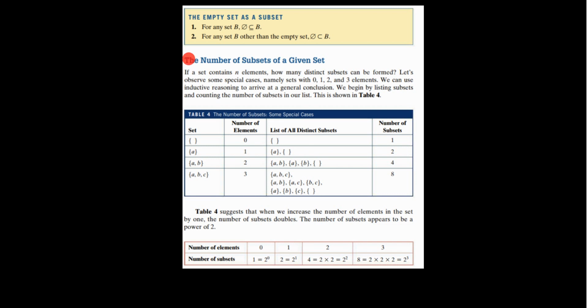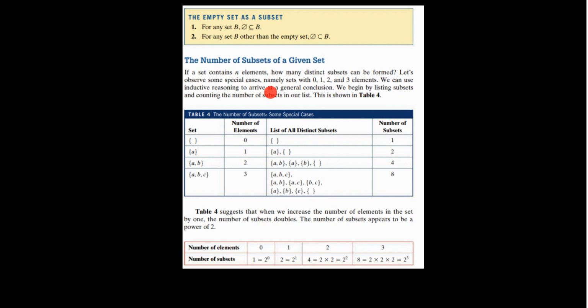All right, so the number of subsets of a given set. If a set contains n elements, so that means n number of elements, how many distinct subsets can be formed? So let's observe some special cases, namely sets with 0, 1, 2, and 3 elements. We can use inductive reasoning, going back to the very first lecture. Basically, we're going to go off of what we observe, and make a reasonable hypothesis, so we can arrive at a general conclusion.